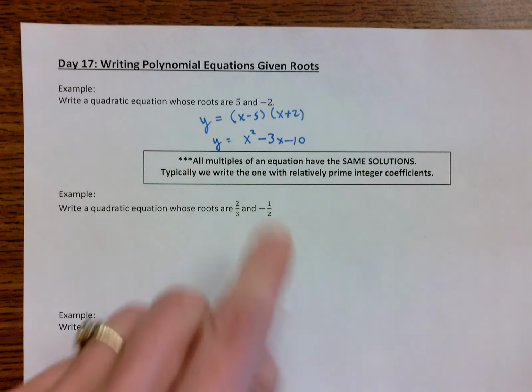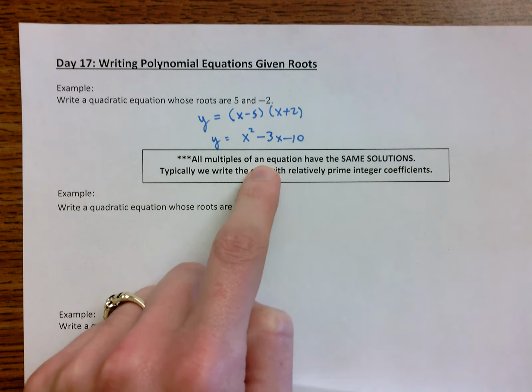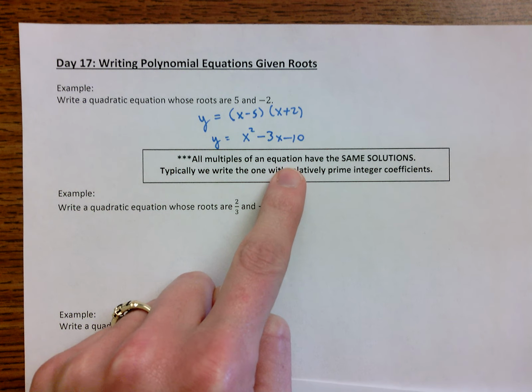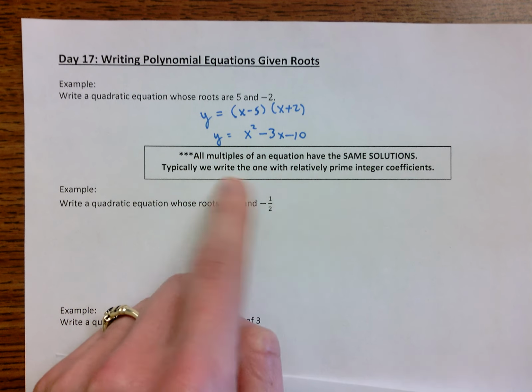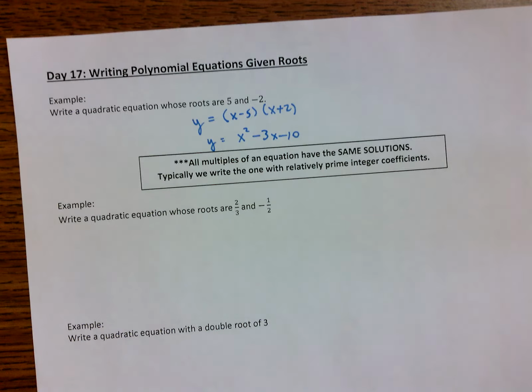Now, one thing to note with this one is that this is an example of a problem that has those two roots. Okay, but remember that all multiples of an equation have the same solutions. We are going to write the one that has relatively prime integer coefficients. Okay, so let's take a look at what we're talking about here.